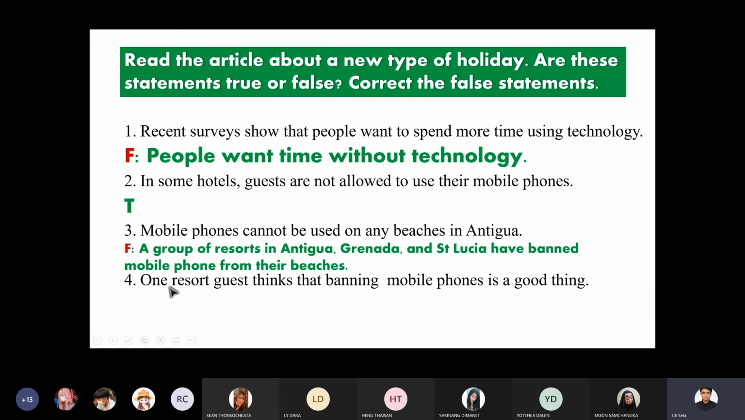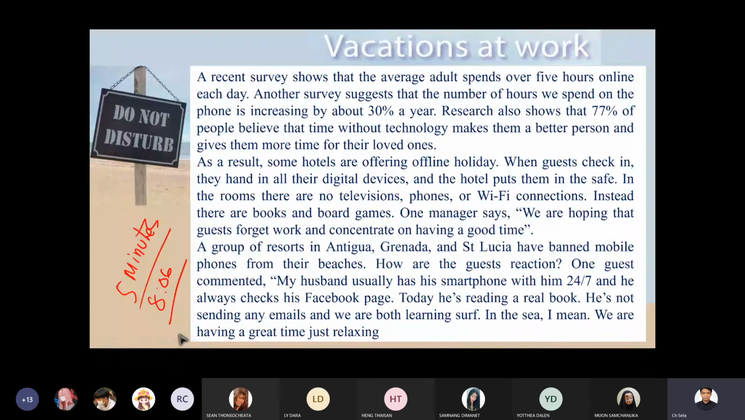Okay. Number four. One resort guest thinks that banning mobile phones is a good thing. Is it true or false? True. This must be true. Okay, thank you very much. This exercise is super easy. It's just true and false. Now let's go back to the text and practice reading together.